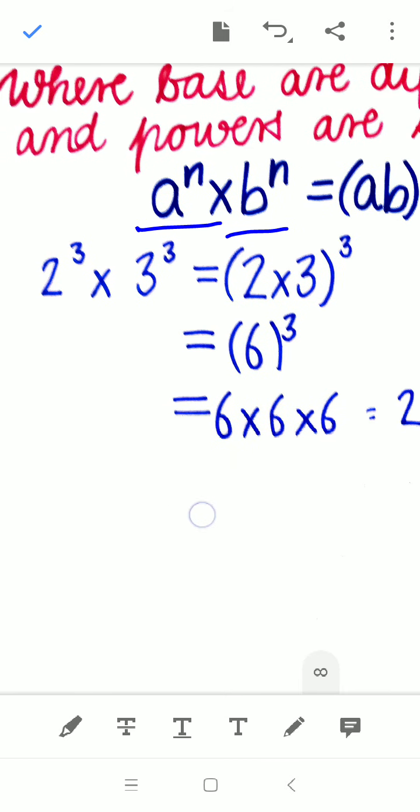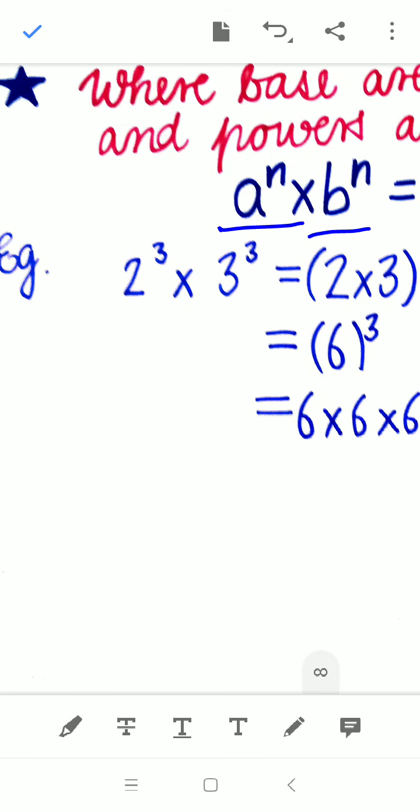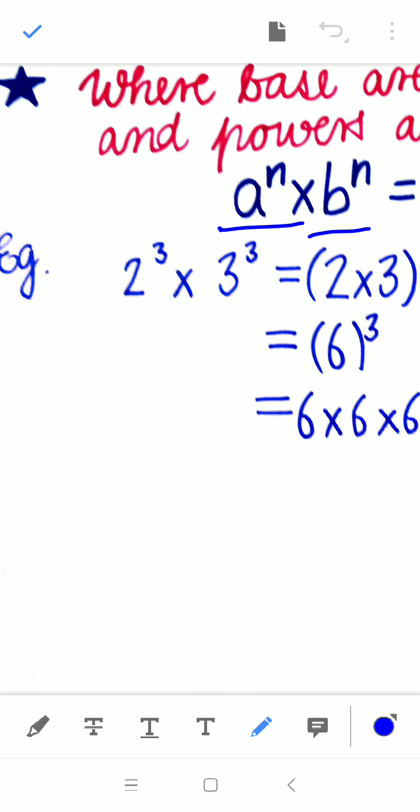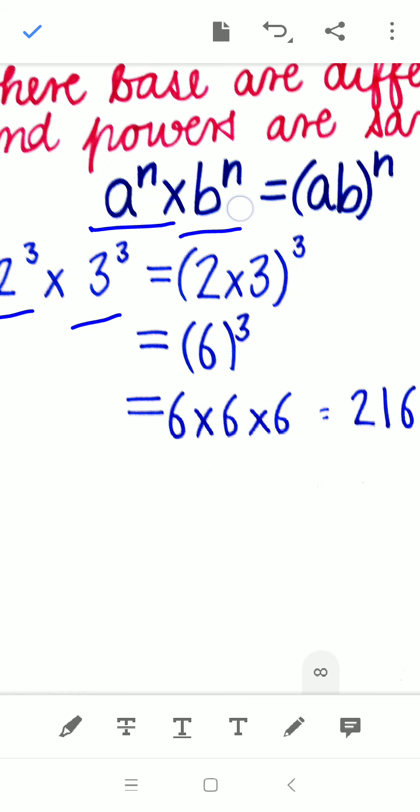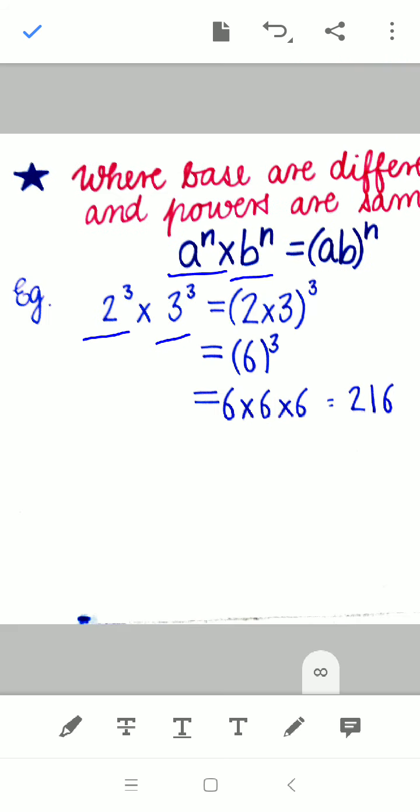2 raised to the power 3 multiplied by 3 raised to the power 3. Here the powers are the same, 3, but the bases are different. So we take the power as common here. 2 into 3 whole bracket raised to the power 3. 2 into 3 is 6, so 6 raised to the power 3. If you solve it, you get 216.